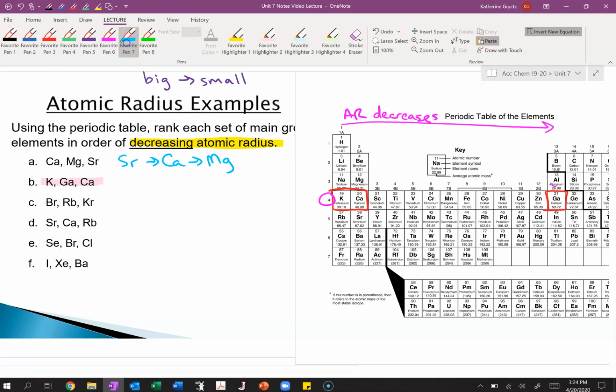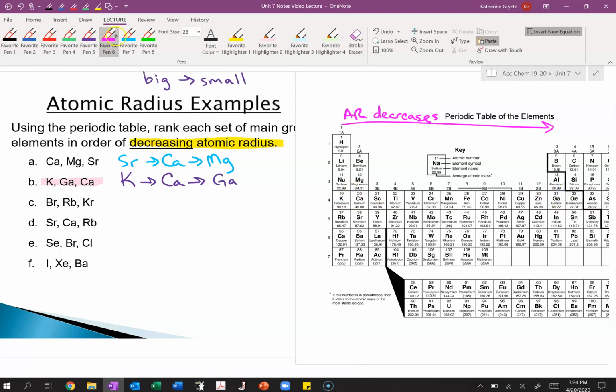This is the weird thing for students, but the biggest of these atoms is potassium because it has the least amount of pluses dragging in those 4 energy levels. Then calcium, and then finally gallium. Gallium has 11 more protons than potassium pulling in those 4 levels, and that's why it ends up being tinier.